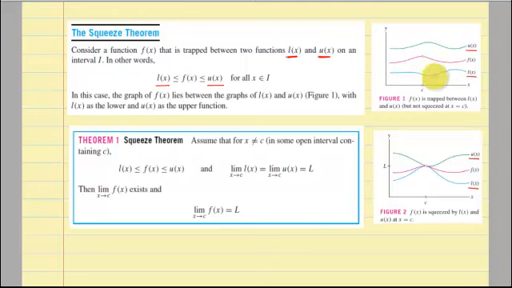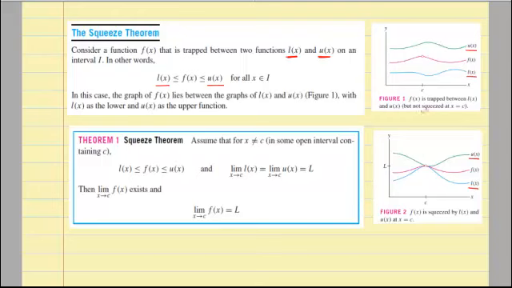F of x is between or equal to the lower and the upper. So all the criteria in this first definition of the Squeeze Theorem is working. It says if this is the case, the graph of the function, this is our function again, f of x, we have two different pictures here, lies between the graphs of the lower and the upper. Okay, then that's going to tell us something about the limit if the f of x function is squeezed between the lower and the upper.